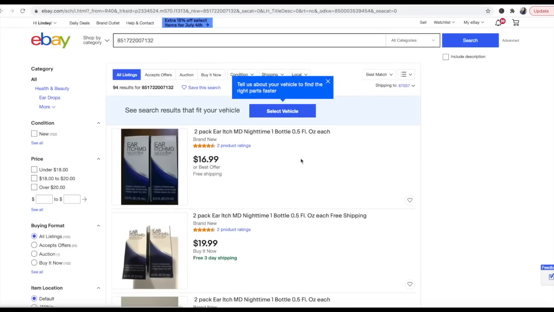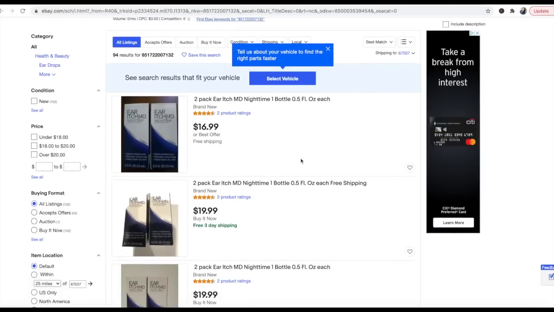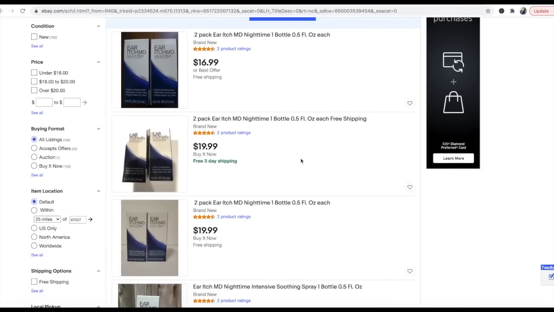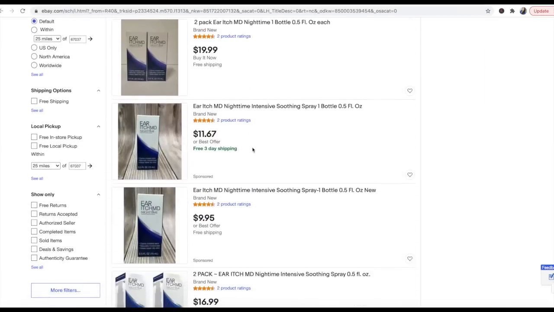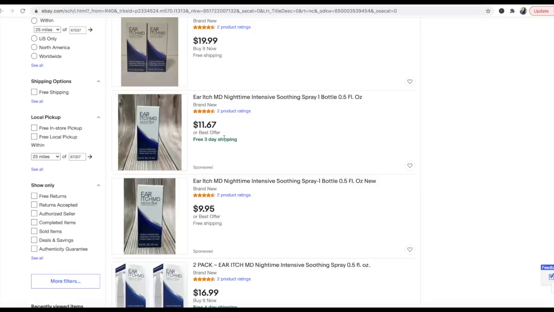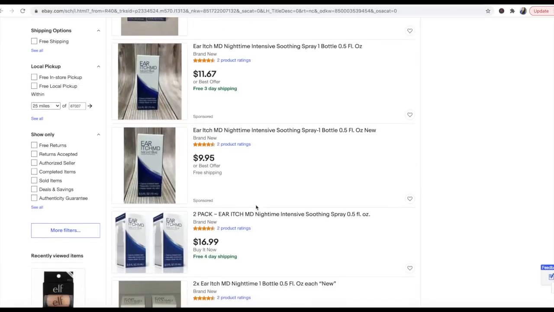All right, so we are looking at this Ear Itch MD Nighttime Intensive Soothing Spray. So I do have multiples of these, so I could do a single, or I could do like a 2-pack or a 3-pack. So I'm just going to get an idea of what the average selling price is per item. So we've got, let's see, current active, a 2-pack for 17, 2-pack for 20, 2-pack for 20, one for almost 12, one for 10.